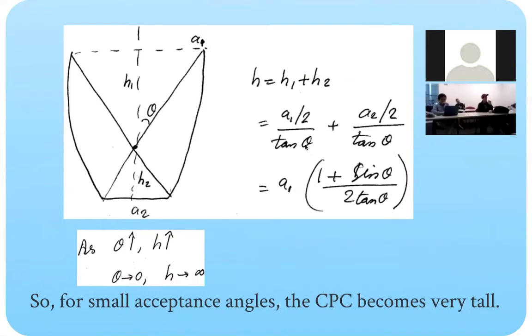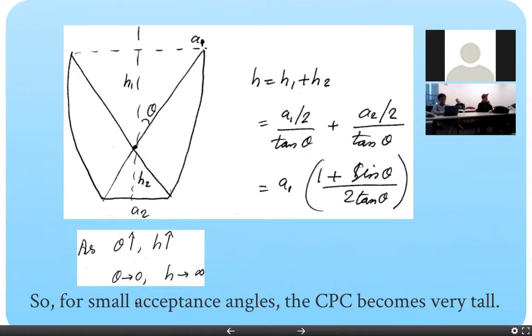As you can see, as theta increases, tan theta will increase and H has to decrease. On the opposite end, as theta goes to 0, H goes to infinity, which you can see from this expression. As theta goes to 0, tan theta goes to 0, right? So very, very small acceptance angles means very large concentration. CPC becomes very, very tall.